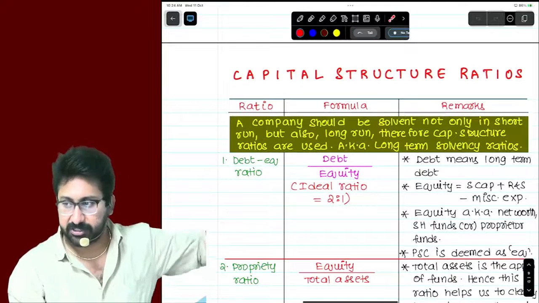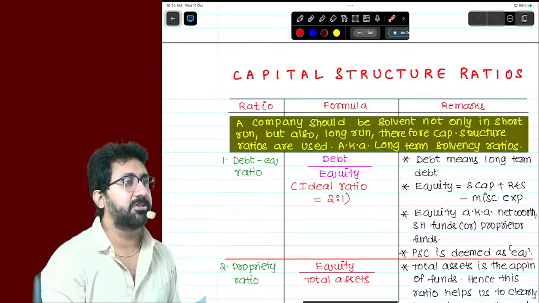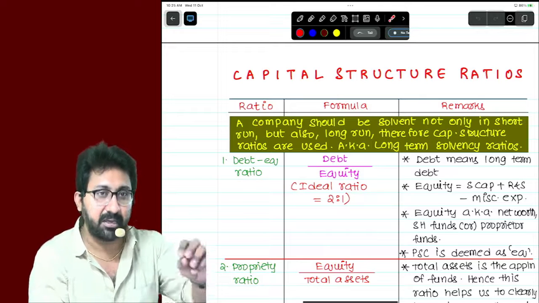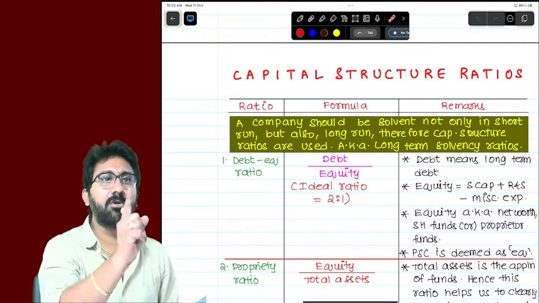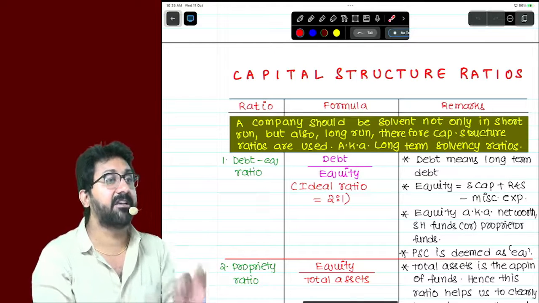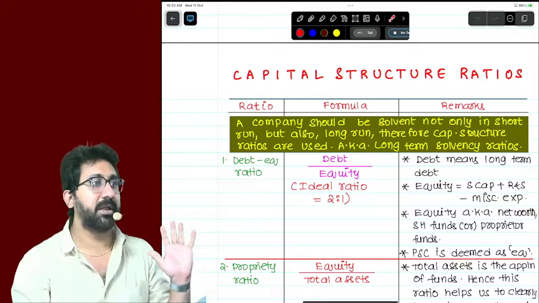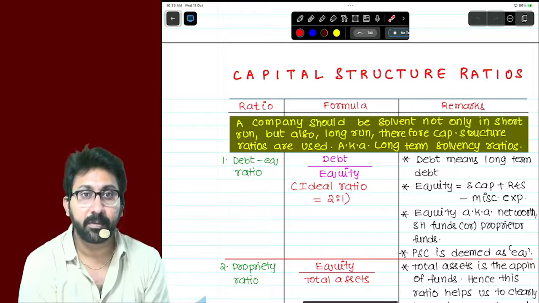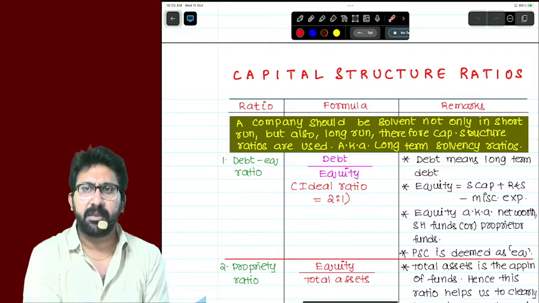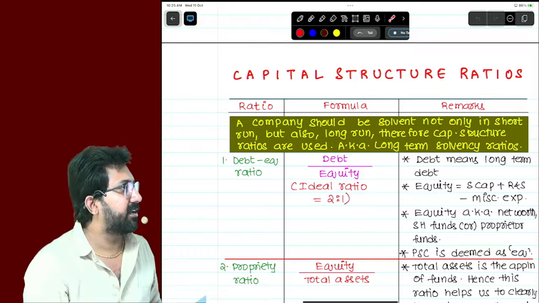Capital structure ratios, see the screen. What is the first ratio? Debt equity ratio. What do you mean by debt equity ratio? How much is the debt in comparison with the equity? For one rupee of equity, how much is the debt? That is the question asked here. The ideal debt equity ratio is 2:1, maximum 2:1. For one rupee of own fund, how much debt fund is tolerable? Two rupees. Beyond that, it will become a burden for you. I told you how it will become a burden. Technically, try to understand.